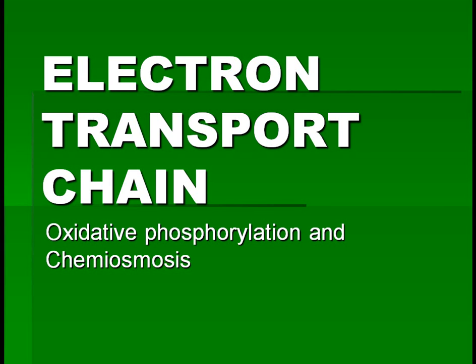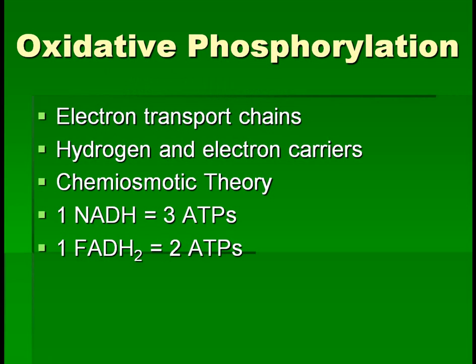The electron transport chain, oxidative phosphorylation, and chemiosmosis is the heart of cellular respiration. It is during this process that the bulk of the ATP is produced through oxidative phosphorylation. This pathway is a series of cytochrome proteins embedded within the membrane of the mitochondrion.